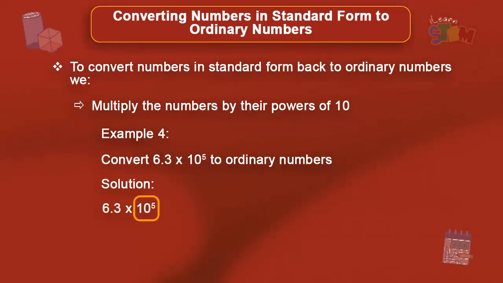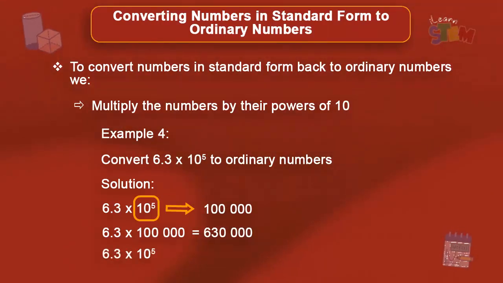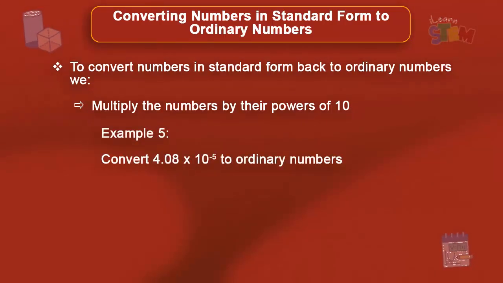But remember that 10 raised to power 5 equals 100,000. So, 6.3 times 100,000 equals 630,000. Therefore, converting 6.3 times 10 raised to power 5 to ordinary numbers equals 630,000. Another example. Convert this small number in standard form back to ordinary numbers.